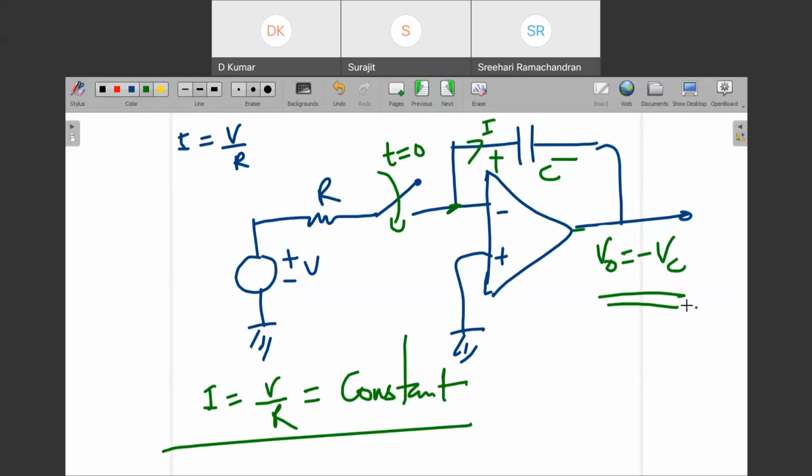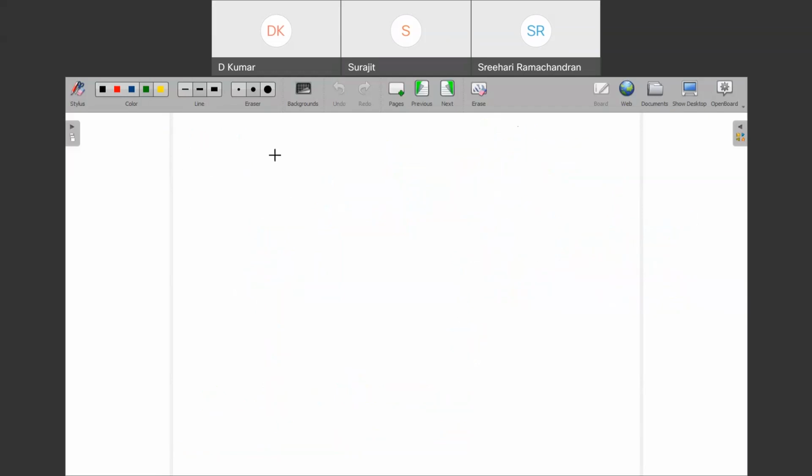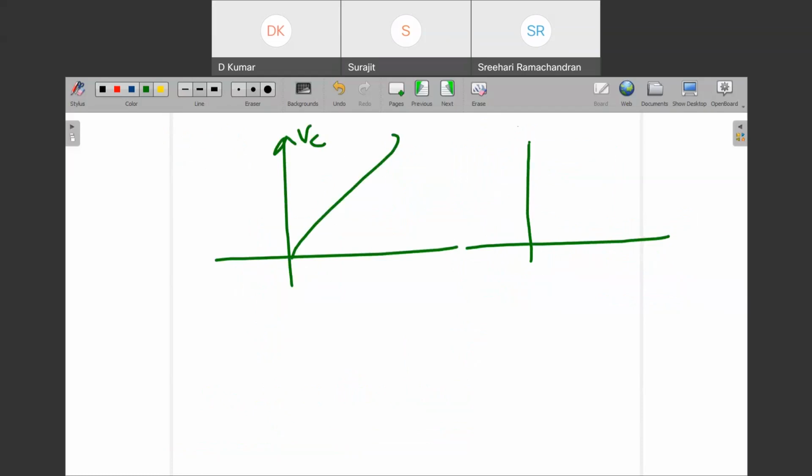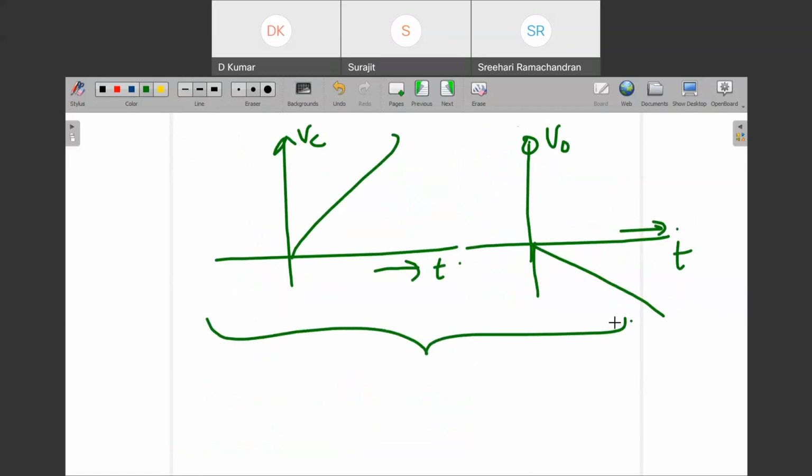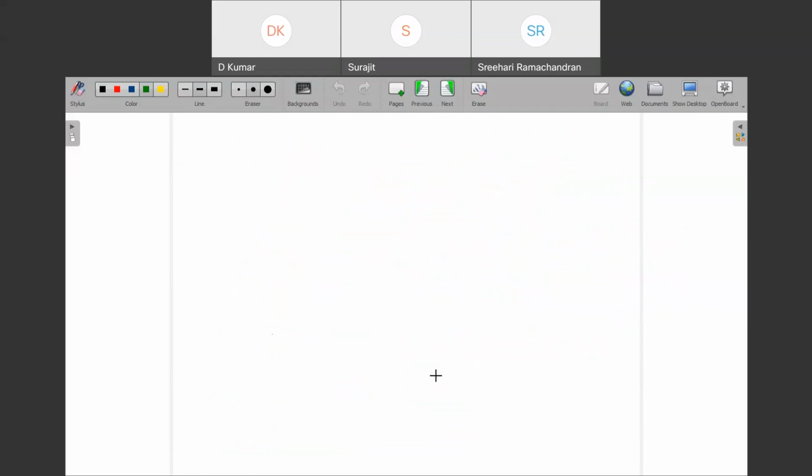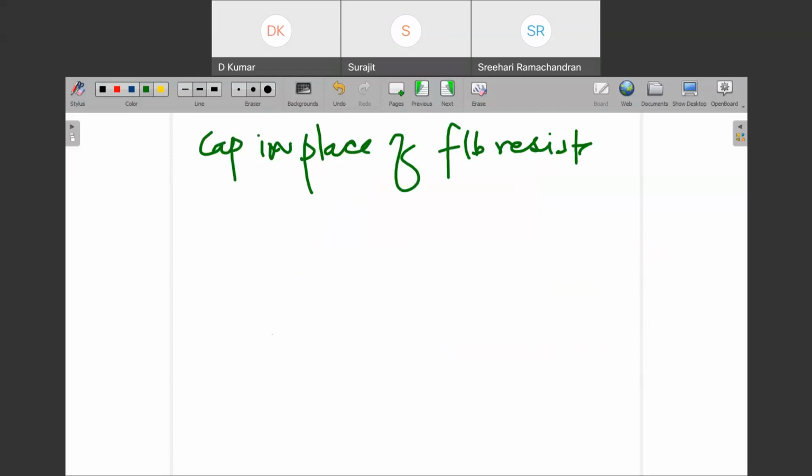So if your capacitor is charging like this, this is VC, your V naught will be going like this, a negative slope, right? You have to keep this in mind. This is the basics of the integrator. A capacitor in place of the feedback resistance, so this will be known as an integrator.